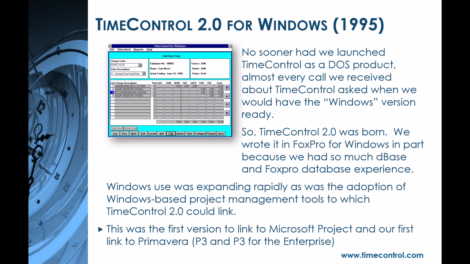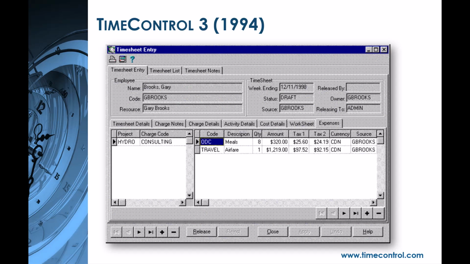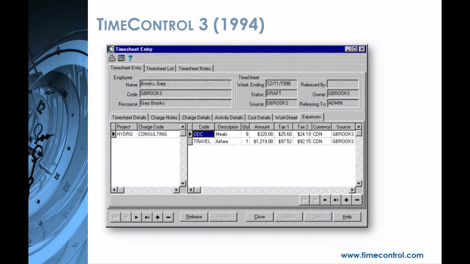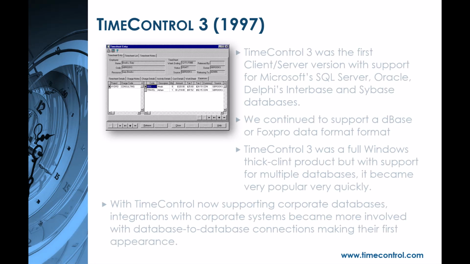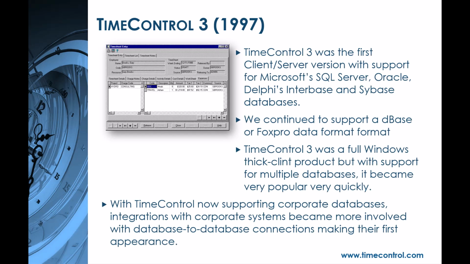But this was a network-based system. The internet had really not gotten started in a big way in the corporate environment. We shifted from this to version 3. Well, that was a thick Windows-based system. That's the timesheet there, where you could put in your expenses and your timesheets. I mean, there were a lot of new features in TimeControl 3. And we had brought that out in 1997.